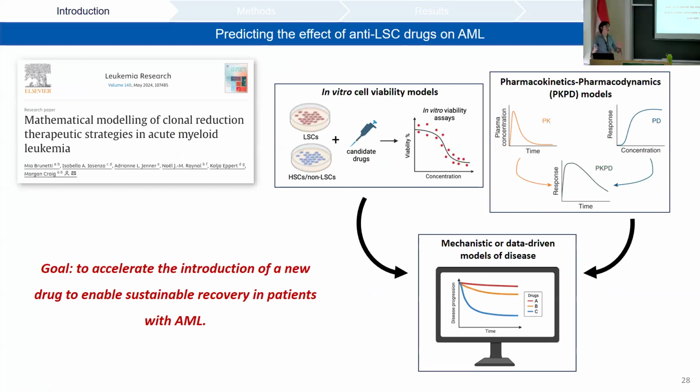So in a paper that we published earlier this year, our goal was to analyze the anti-LSC potential of all of these drugs that I presented in order to accelerate the introduction of a new drug that enables sustainable recovery in patients with AML. To do so, we built a mechanistic model of the disease, and we combined in vitro cell viability models as well as the pharmacokinetics and pharmacodynamics models of all of these drugs to be able to translate this in vitro data into humans.